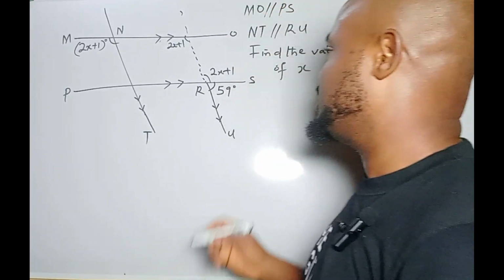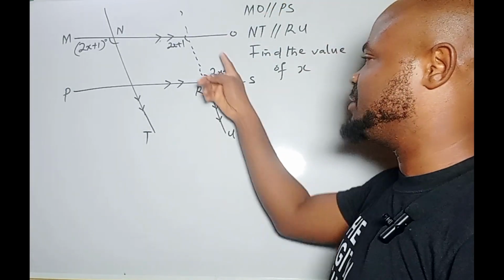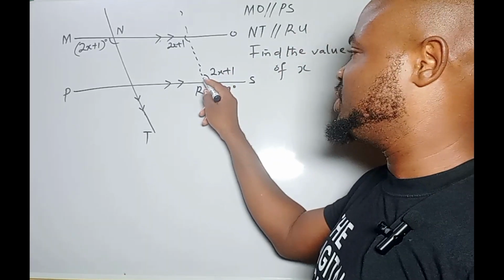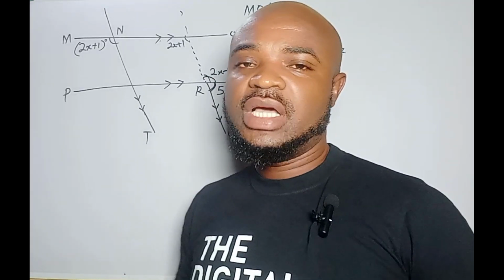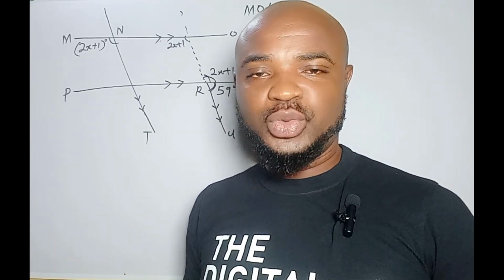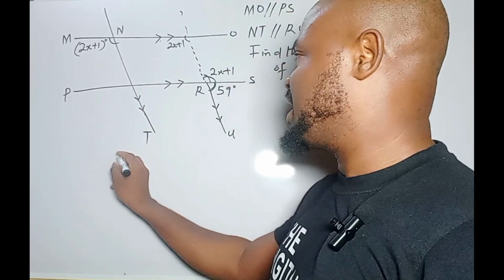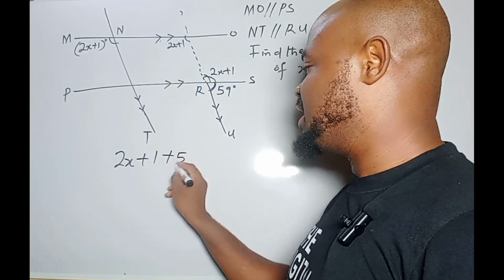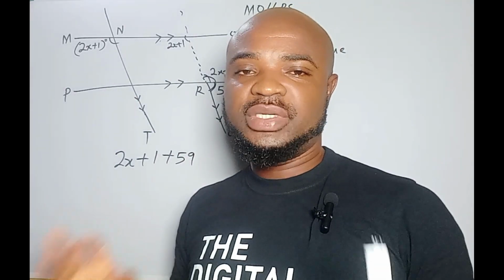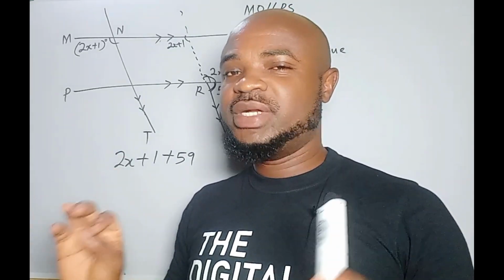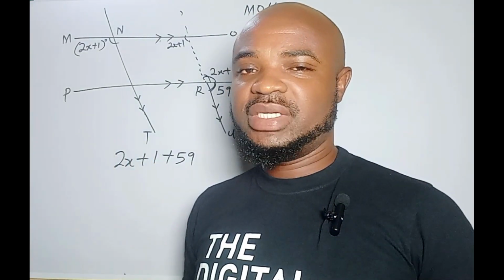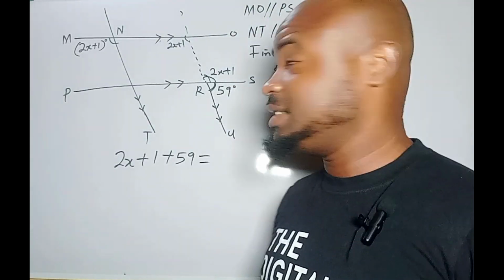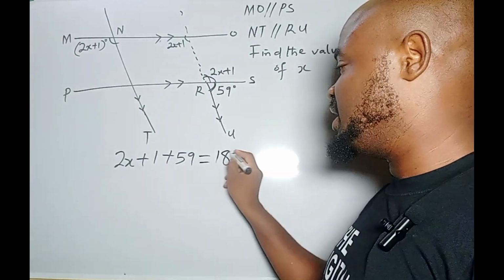And these two angles are called alternate angles. Okay? Fantastic. So now looking at this, I'm going to form an expression with these two angles, 2x plus 1 and 59. These two angles, if you check carefully, are forming angles on a straight line. So with that, I can easily say 2x plus 1 plus 59. And do not forget that the sum of angles on a straight line equals 180 degrees. So having known that, I'm going to add these two angles together to get 180 degrees.